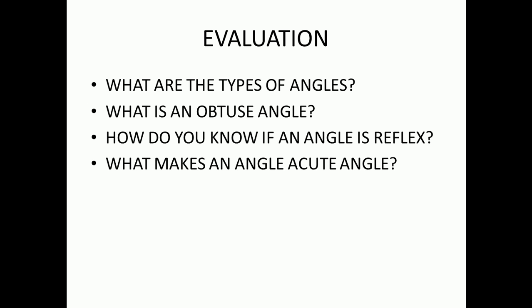How do we know if an angle is reflex? In other words, what is a reflex angle? A reflex angle is an angle that is more than 180 degrees, but also less than 360 degrees. That is a reflex angle. And what makes an acute angle? I hope you know it. Wow, that's great. An acute angle is an angle that is less than 90 degrees. So on the whole, these are the types of angles we have just learned.